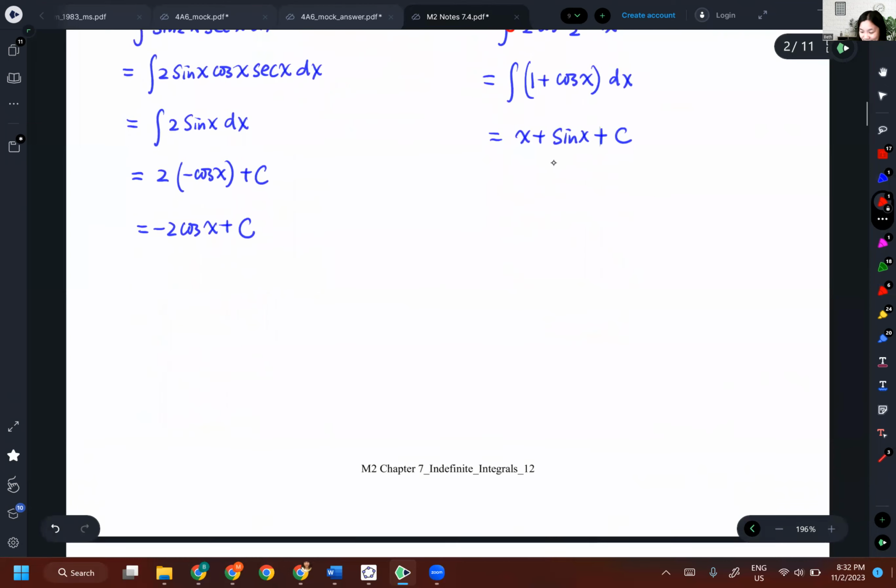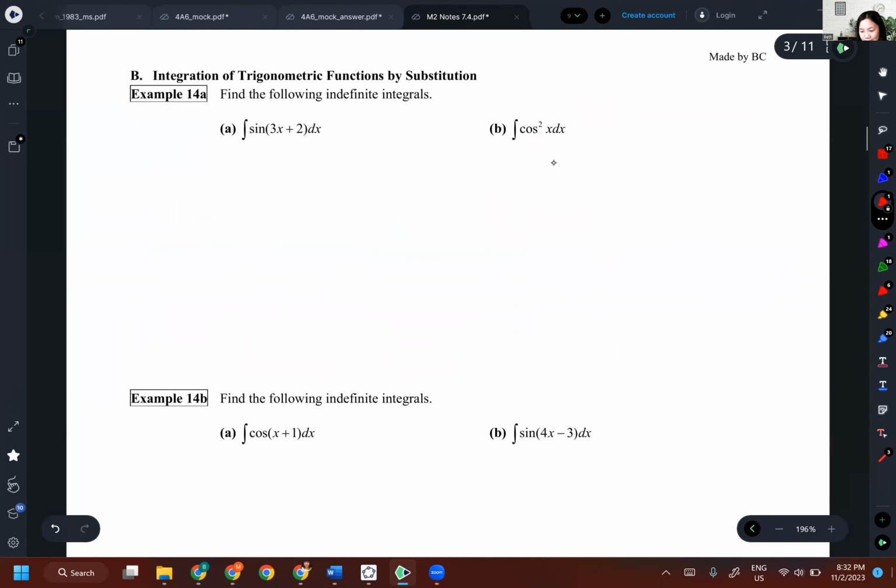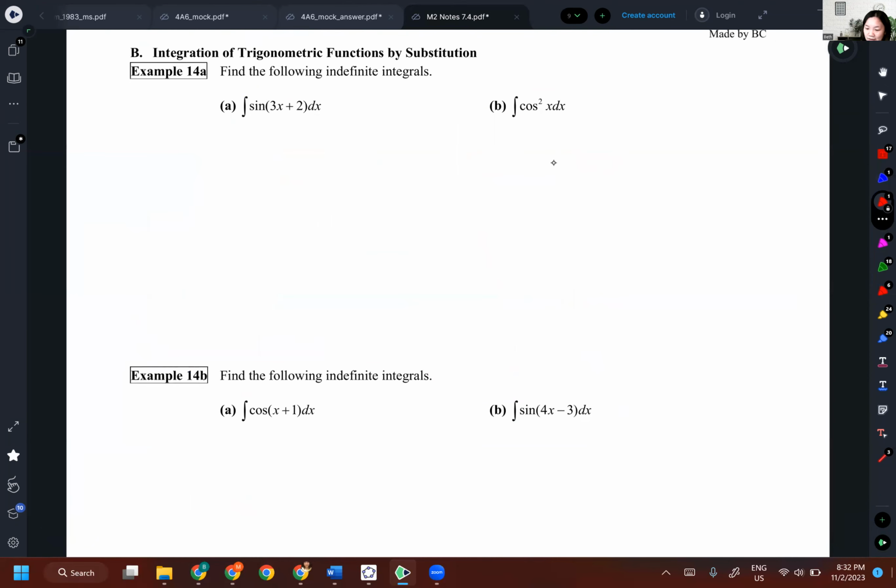Let's move on. Now, starting from this example, you will see that the trigonometric integration formulas cannot be applied immediately because the function is changed. The function changed. And you will see me using the technique of substitution, that is integration by substitution, a lot. So it's like a revision.